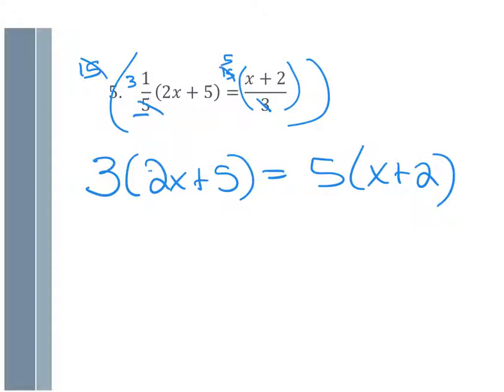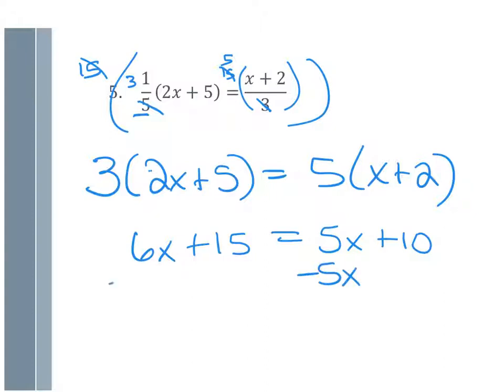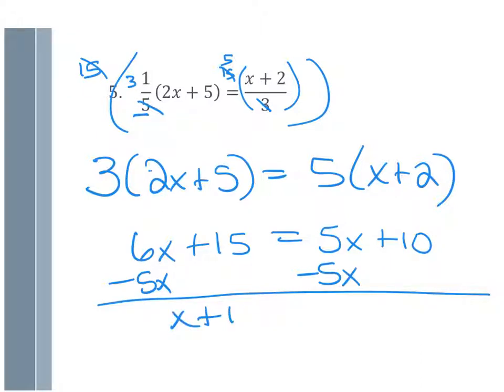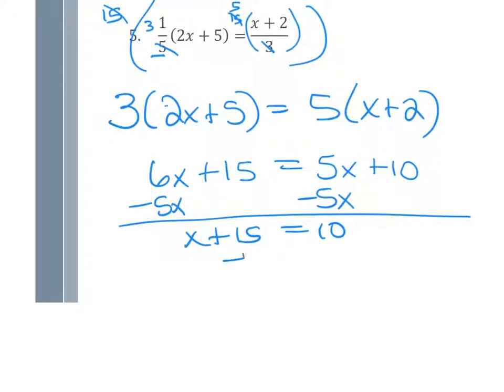Now I don't have any fractions, so now I can distribute. So 3 times 2x is 6x. 3 times 5 is 15. Distribute the 5 to the x and the 5 to the 2. Now I can begin getting my variables together. So I'll subtract 5x. And then I'll get my constants together. Subtract the 15. And x equals -5.